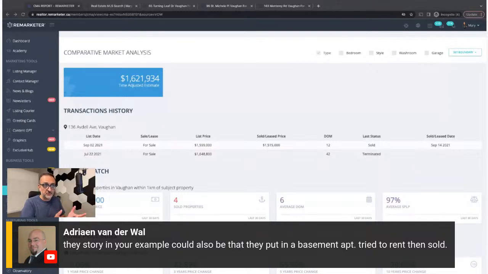So this could also be an important factor for your buyer as well. If the intention of your buyer is to rent the basement after they purchase, this information can also be a flag, because the person who owns it right now wasn't able to rent this property at $2,000 per month. So something to consider, maybe, right?